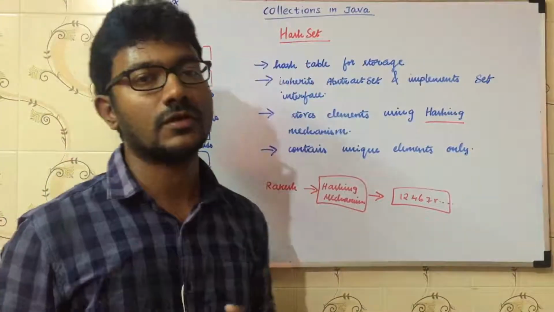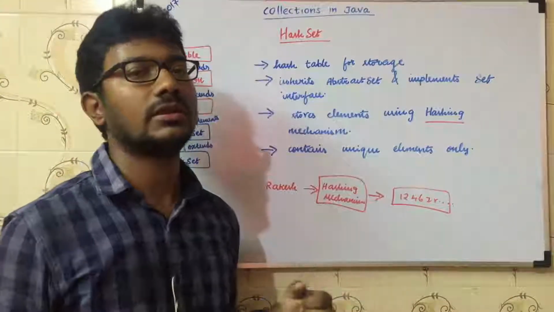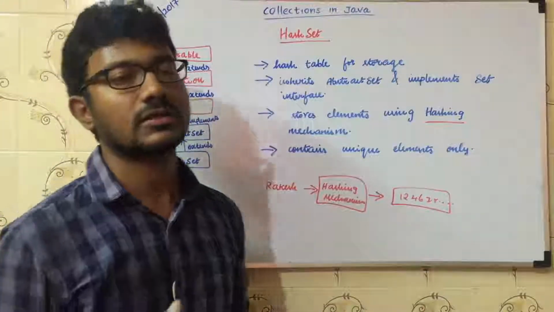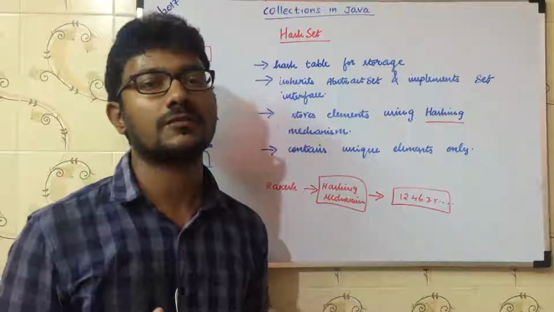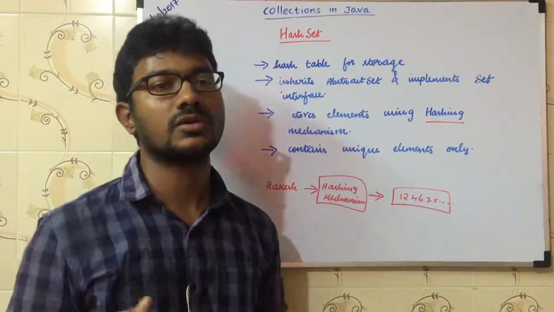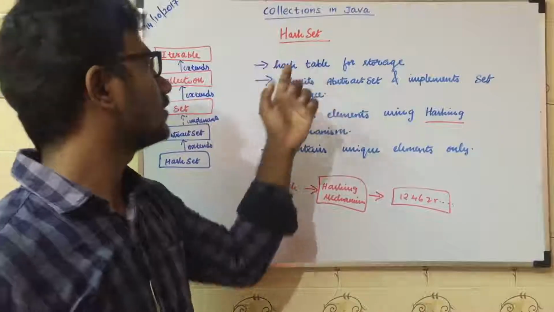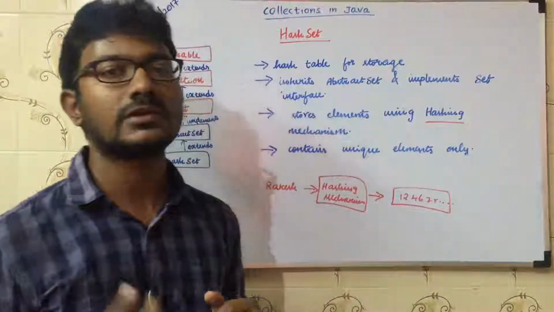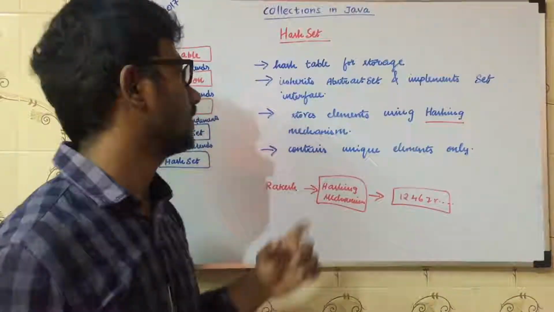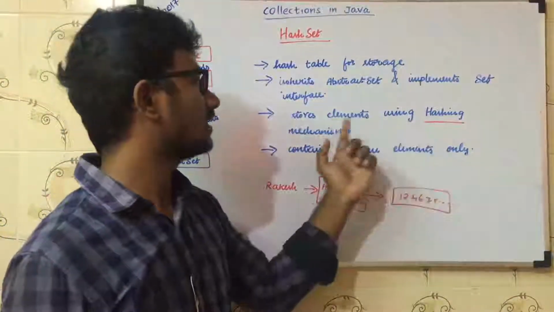Here, it uses a hash table for storage. We have seen ArrayList and LinkedList. In those collections, ArrayList uses a dynamic array for storage, LinkedList uses a doubly linked list data structure for storing the data, whereas HashSet uses a hash table for storage. We will talk more about the hash table in an upcoming video. For now, just consider it's a hash table, and it stores elements using a hashing mechanism.